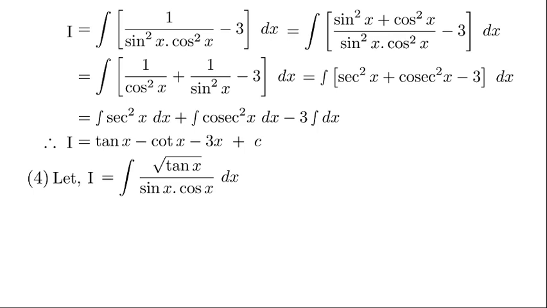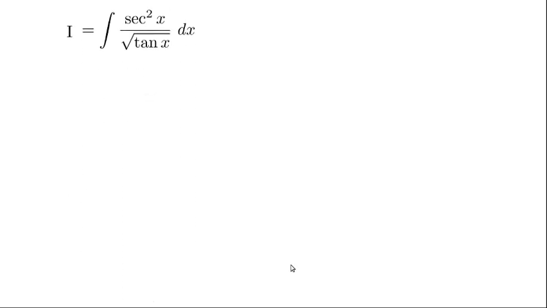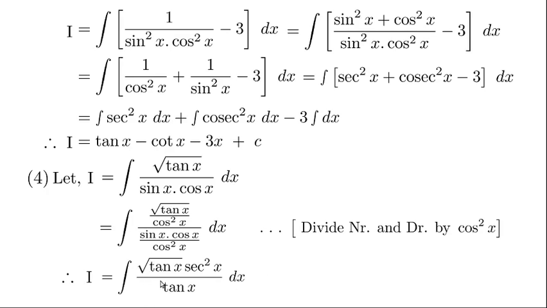Integration of root tan x upon sin x cos x. So here what we do is we divide numerator and denominator by cos square x. Again, what we are trying to do is bring such a term there, as you can easily understand in the next step. So this is what we get. And now this sec square x is nothing but the derivative of tan x, which can be seen here. And of course we further simplify this. It gives you sec square x upon root tan x dx, because root tan x upon tan x reduces to 1 upon root tan x.